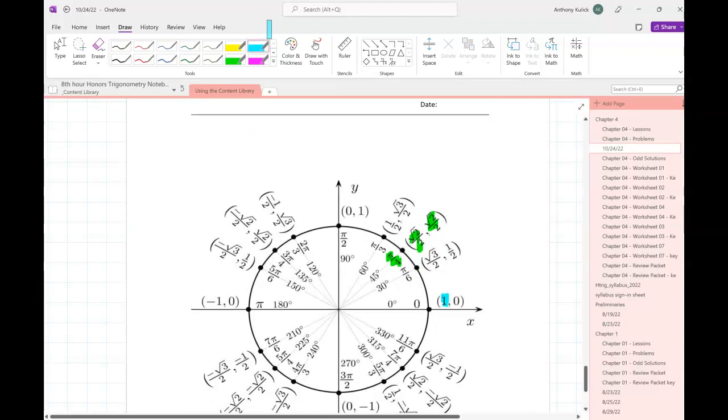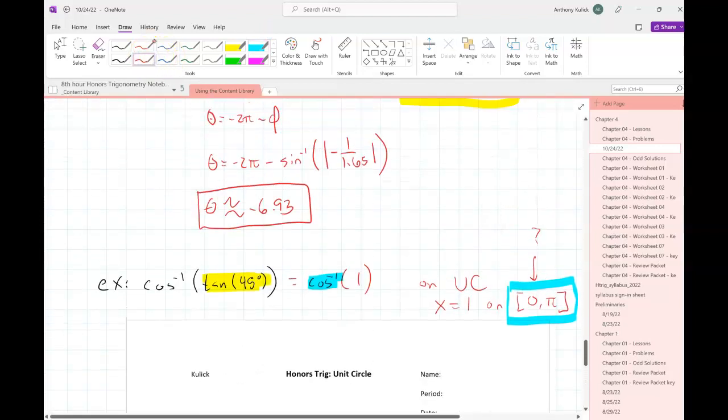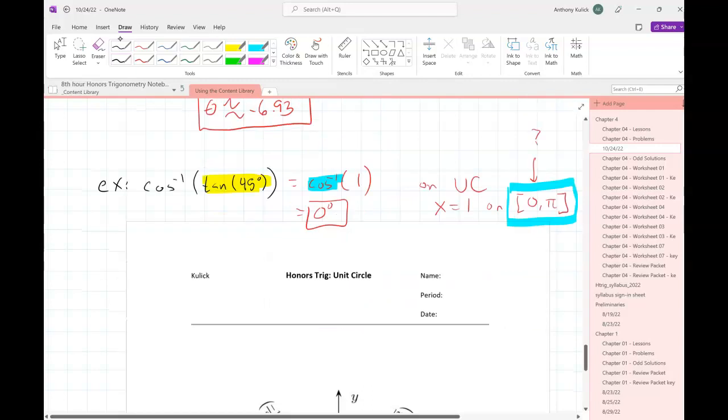There's the x-coordinate equal to 1. 0 degrees. That's in the interval that I need. I'm done. No big deal, right? Just an extra unit circle step on the inside, and then it's just like the problems we did at the very start. Okay. One more.